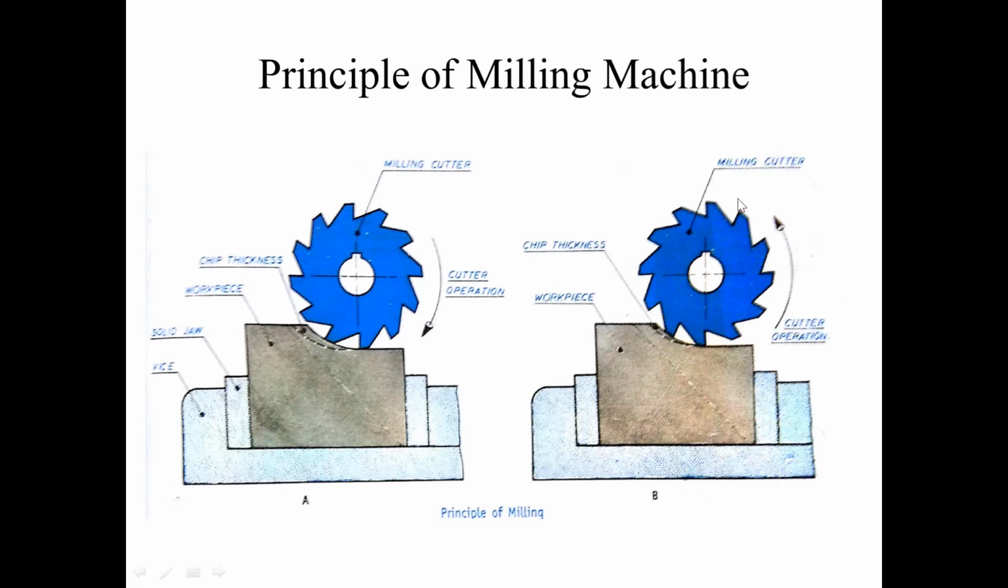In this down milling operation, here also we have a cutting tool with the outer periphery of teeth, and the rotation of the cutting tool is different here, right? So this is a cutting operation. Here the cutting tool is going to rotate in anti-clockwise direction. Here you can observe the arrow indication.